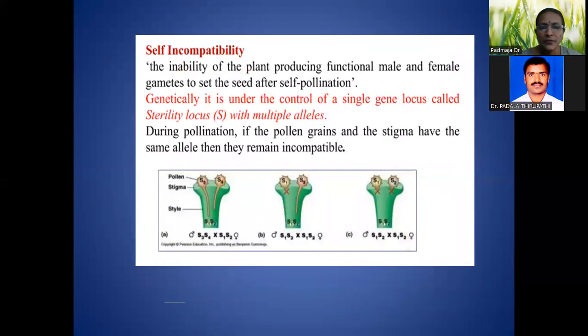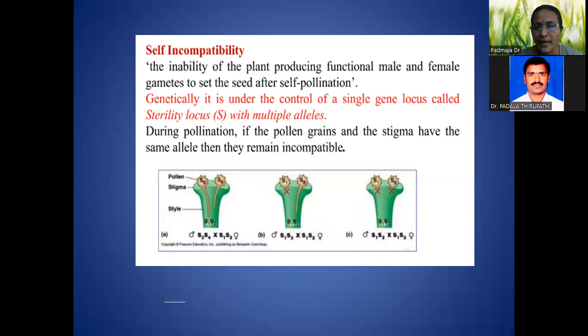And for the self-incompatibility, with the enlarged diagram which we see, genetically it is under the control of a single gene locus called the sterility locus with multiple alleles. It is maintained by different types of multiple alleles which reject the pollen grain from producing the pollen tube. So during pollination, if the pollen grains and the stigma have the same allele, they remain incompatible. The main thing we have to remember is that the same allele means rejection. So with S1 and S2, if S3 and S4 are there, compatibility will be there and the pollen tube is formed.